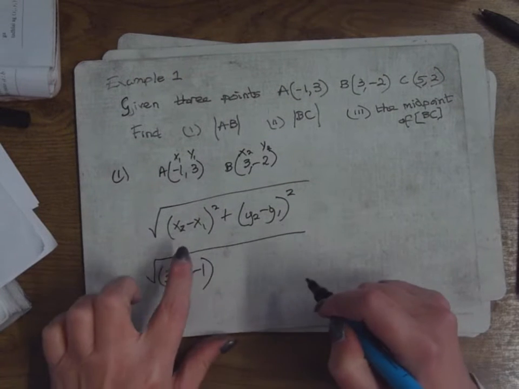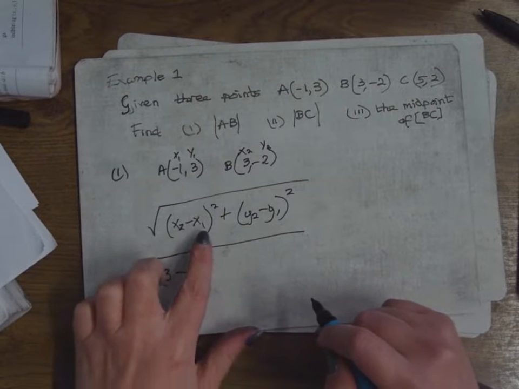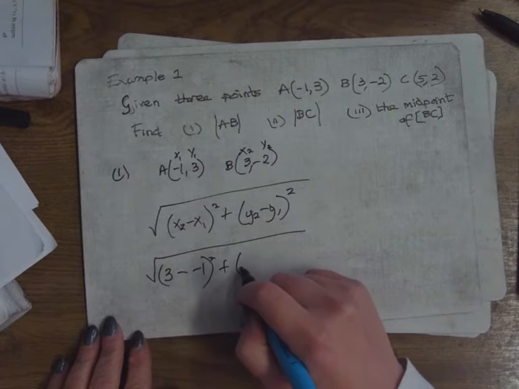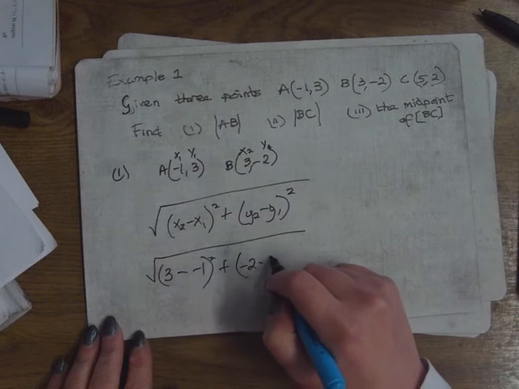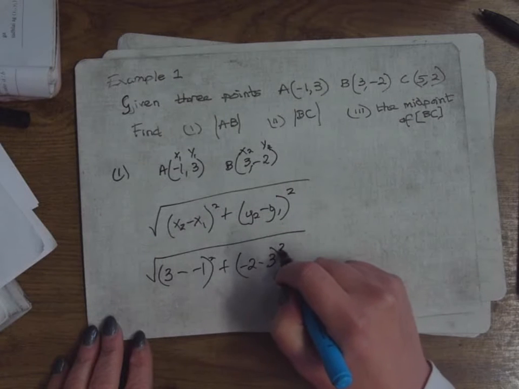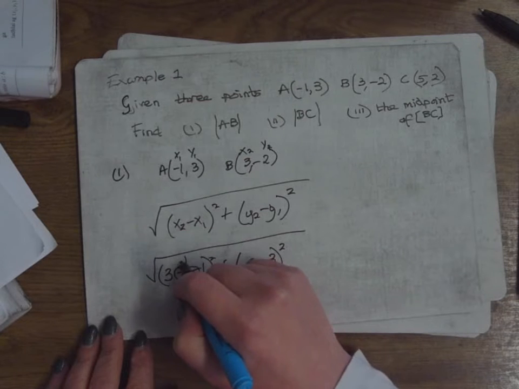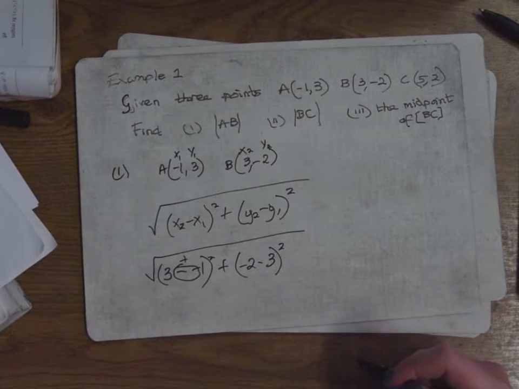So the first minus came from the formula. The second minus is part of x1. Then to be squared, plus y2, which is minus 2, minus y1, which is 3, to be squared. So in the first bracket, I have two minuses in a row. The two minuses make a plus. Okay? And from there, you type it as you see it into the calculator.